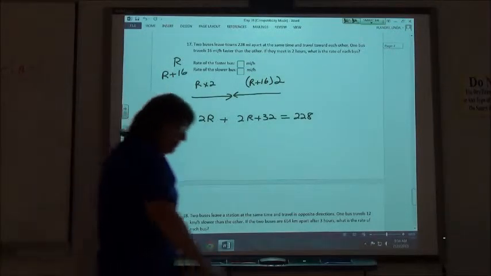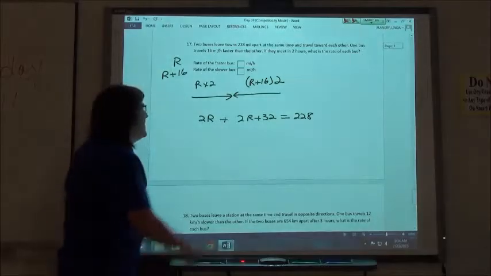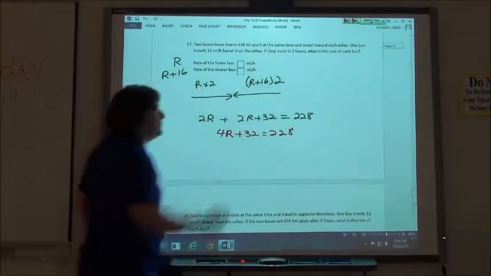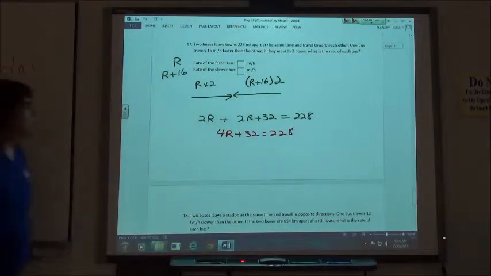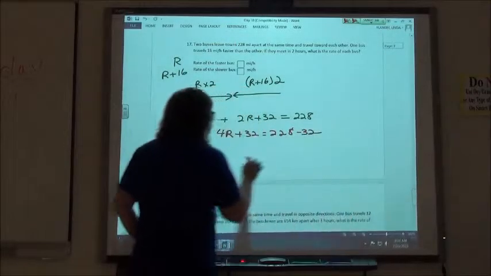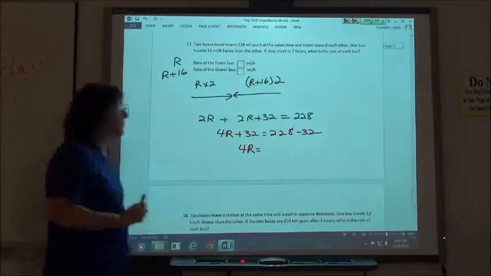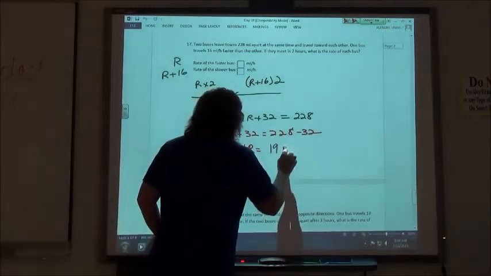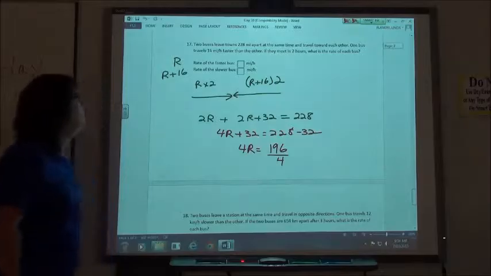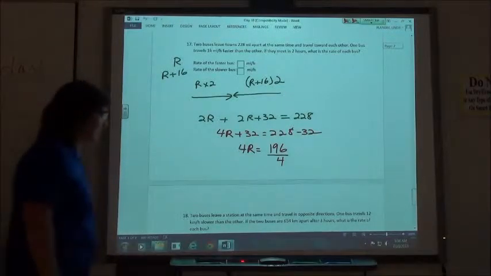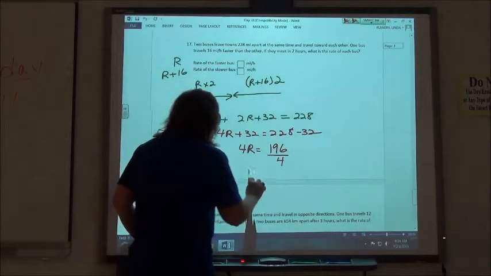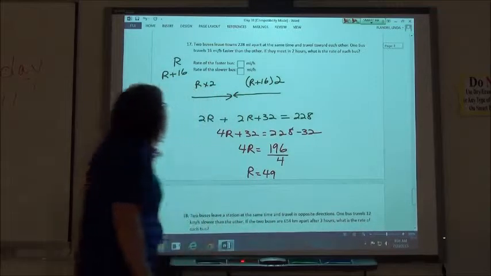Now I have an equation that should be fairly easy for you guys to solve. So 4R plus 32 equals 228. If I subtract my 32, 4R is going to equal, make Gavin do all the work today, 196. And if I divide that by 4, what was that? 49. I was looking up there and I even forgot it was 49, wasn't it?